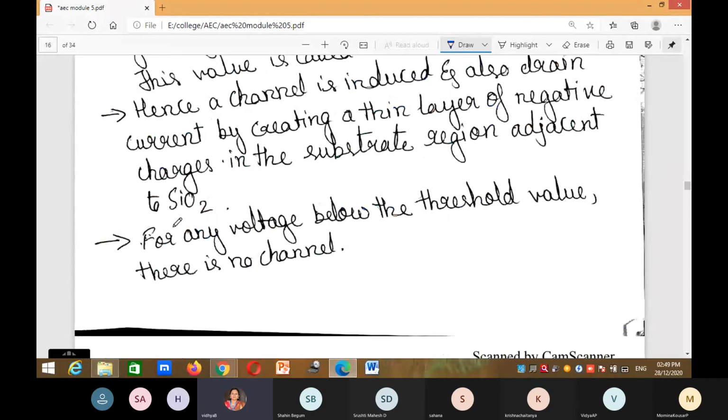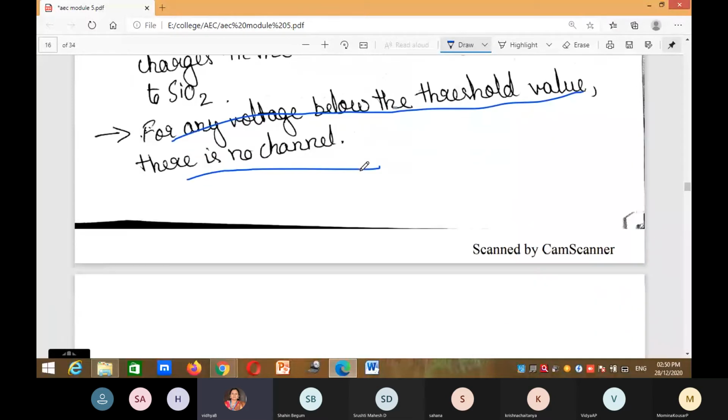For any voltage below the threshold value, there is no channel. Only after the threshold voltage will the channel be induced and the drain current start, by creating a thin layer of negative charges, so that the channel is created.